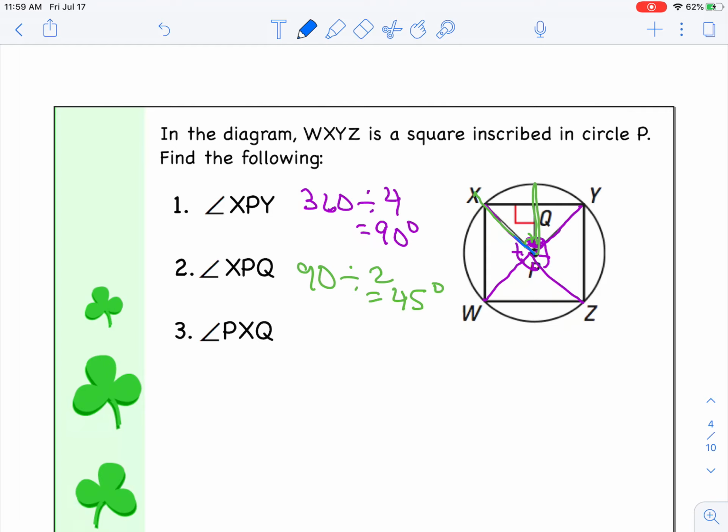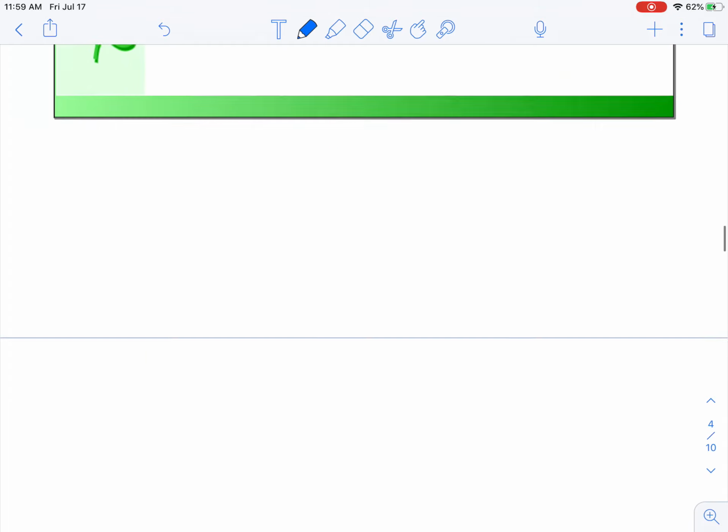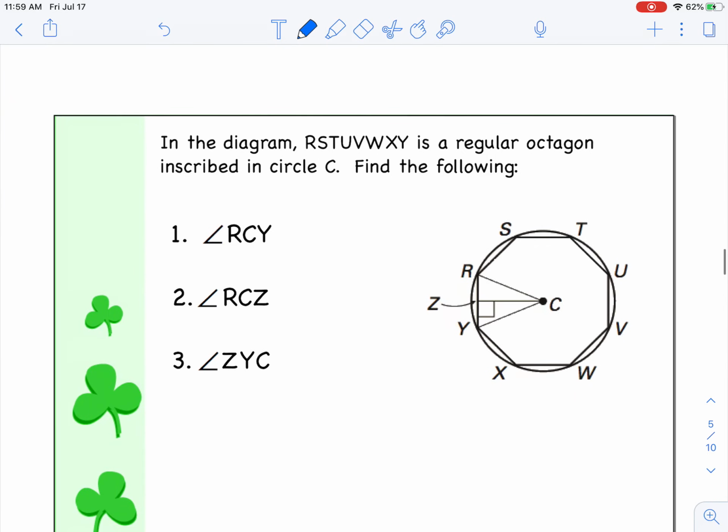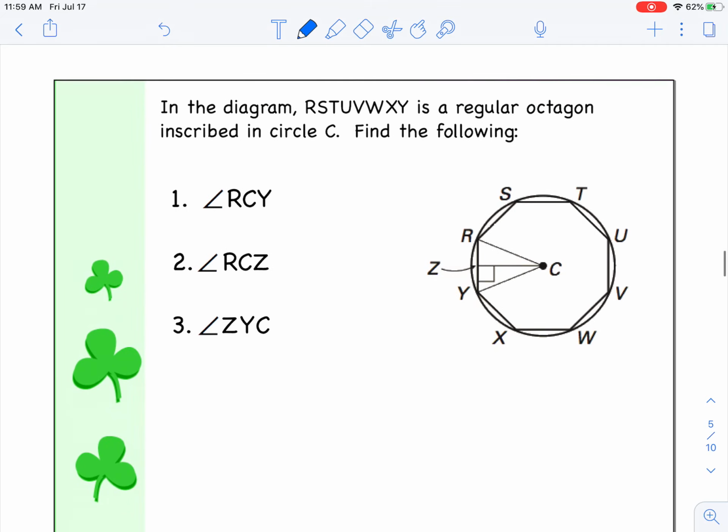And the last angle that we want to find is angle PXQ. So this angle now, we want to find this angle right here. So to do that one, we're just going to take 180 minus the 90-degree angle we already have, minus that angle we just found that was 45. And so that gives us 45 degrees.